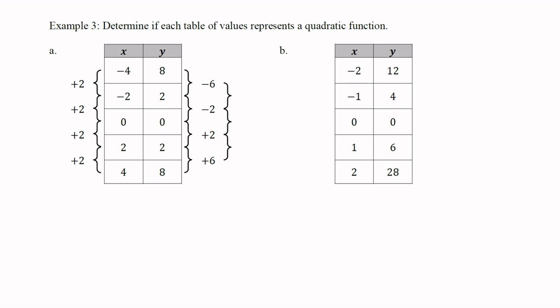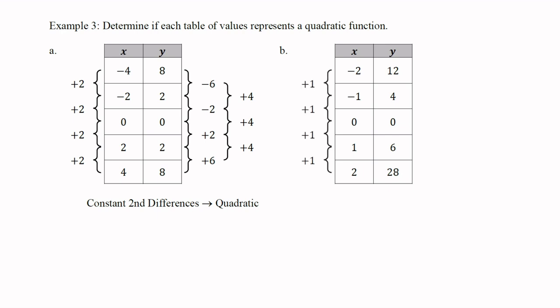Instead, we have to check our second differences. So to get from negative 6 to negative 2, we add 4. To get from negative 2 to positive 2, we add 4. To get from positive 2 to positive 6, we add 4. So since we have a constant second difference, we do have a quadratic.